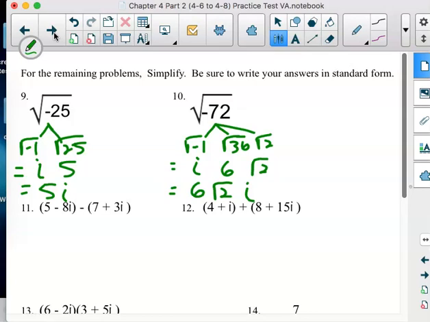Yeah, Trey. You would lose points because of that right there. In standard form, the I has to go in the back.